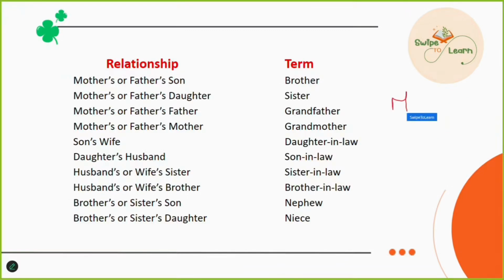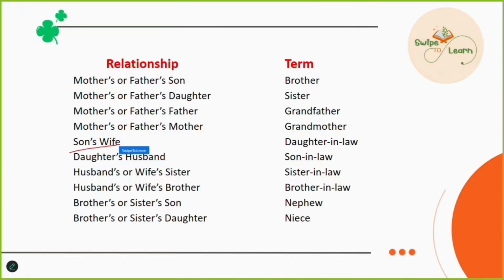Mother's or father's son. You have a mother or a father. Your mother's son would be what to you? Definitely, he would be your brother. So your mother's son would be your brother. Similarly, your mother's or father's daughter would be your sister. Then your mother's father would be your grandfather. Similarly, your mother's mother would be your grandmother. So these are the four basic relationships everyone knows.